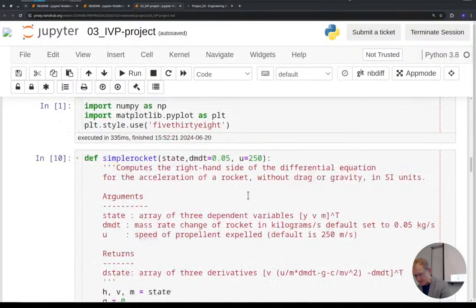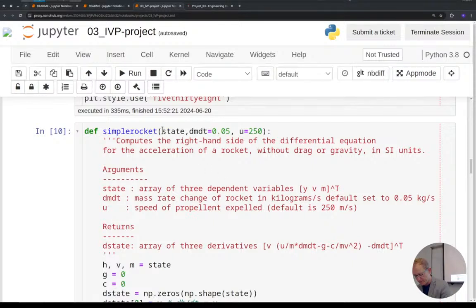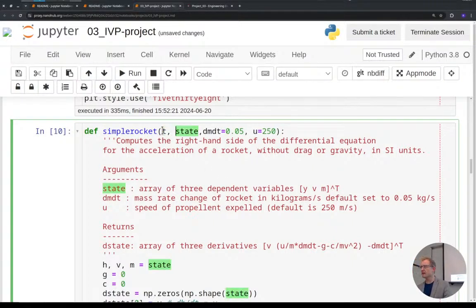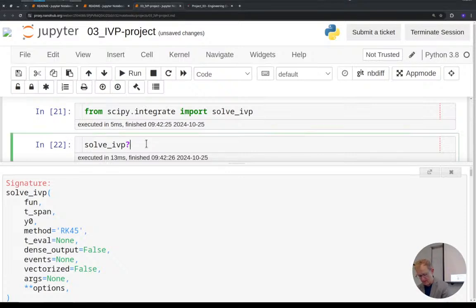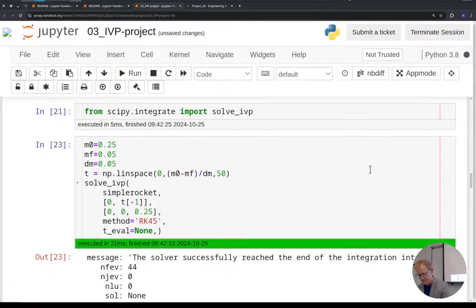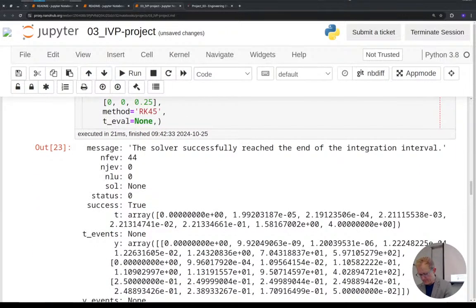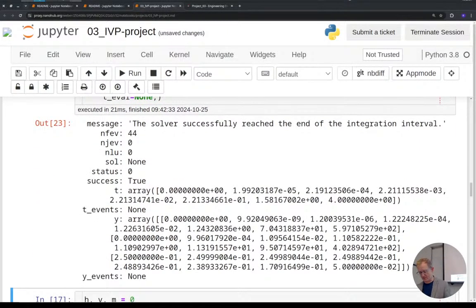So there's two things that I could do. I could either add a t right in here, or I could use a lambda, like make an anonymous function, and then force it into that t comma y output. Oh, I don't need that one. And it gives me all this stuff.